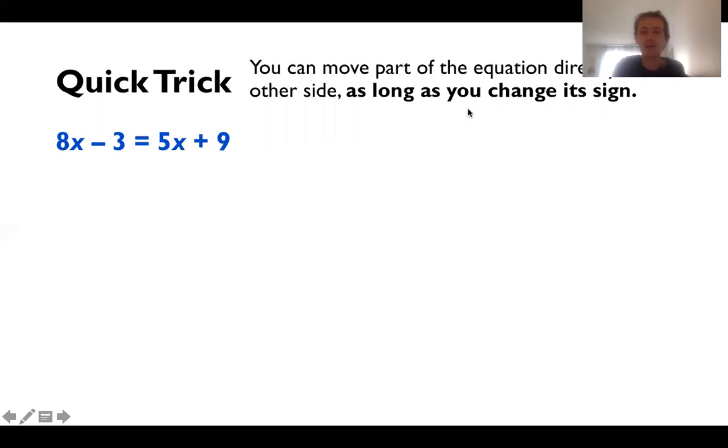What do I mean by changing a sign? It means if something is positive, I change it to be negative. And if something is negative, I change it to be positive.